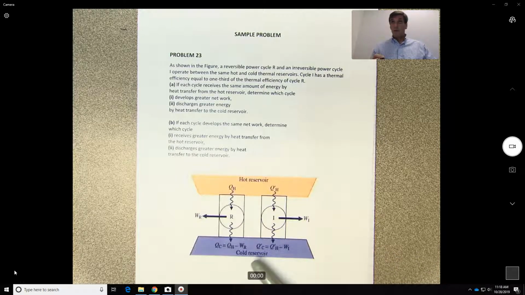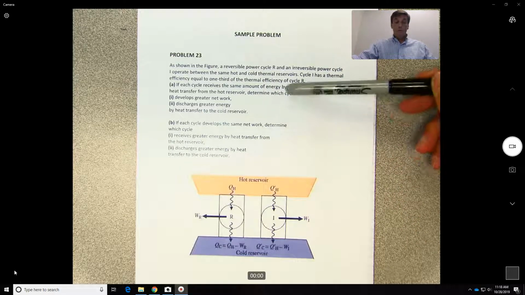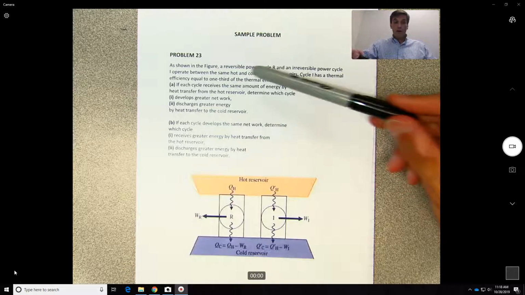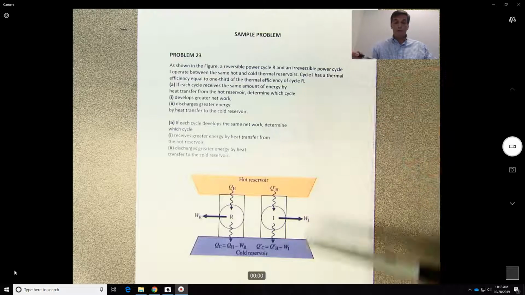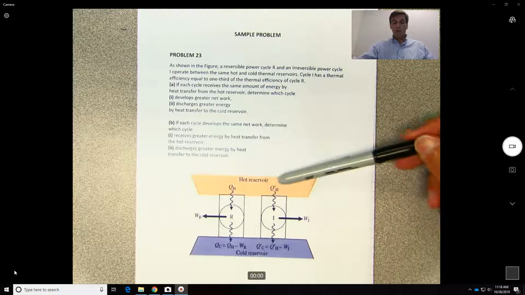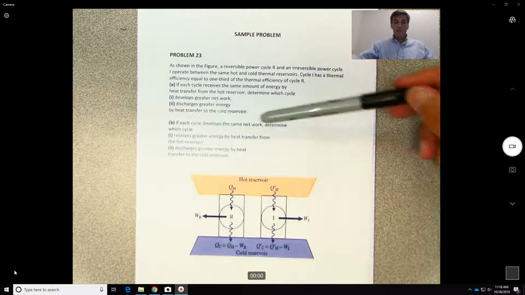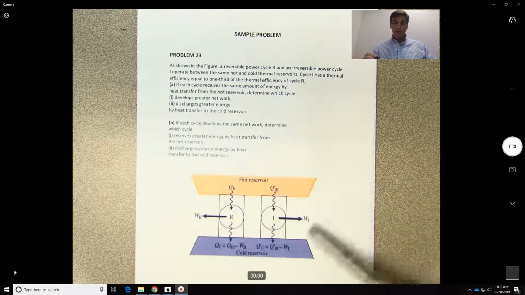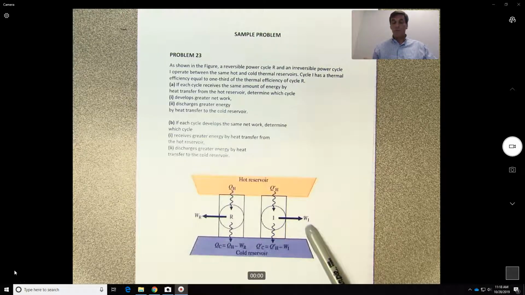And basically they ask you to find a few things. Part A: if each cycle received the same amount of energy by heat transfer from the hot reservoir, so basically QH equal to Q prime H. And the second one, if each developed the same net work. So the work created by the reversible power cycle is equal to the work created by the irreversible cycle. Okay, so let's just get started.